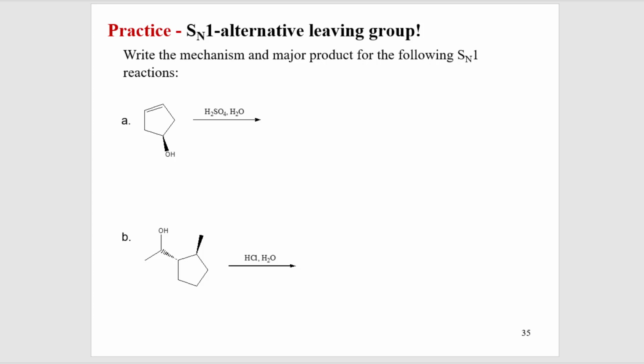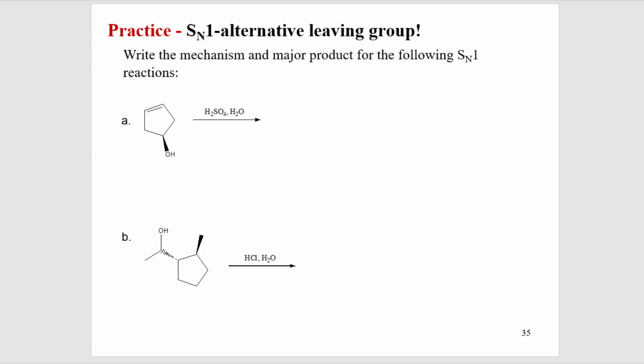So now we're going to look at one alternative for a leaving group. So I'm kind of sidestepping here. I know this whole chapter is about alkyl halides, but I want to show you that you can do some SN1 chemistry with something other than an alkyl halide. Consider using an OH as a leaving group.